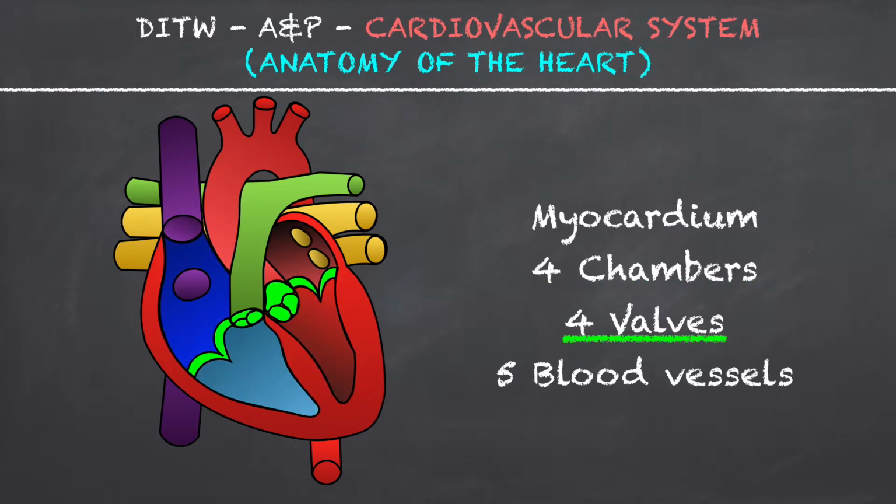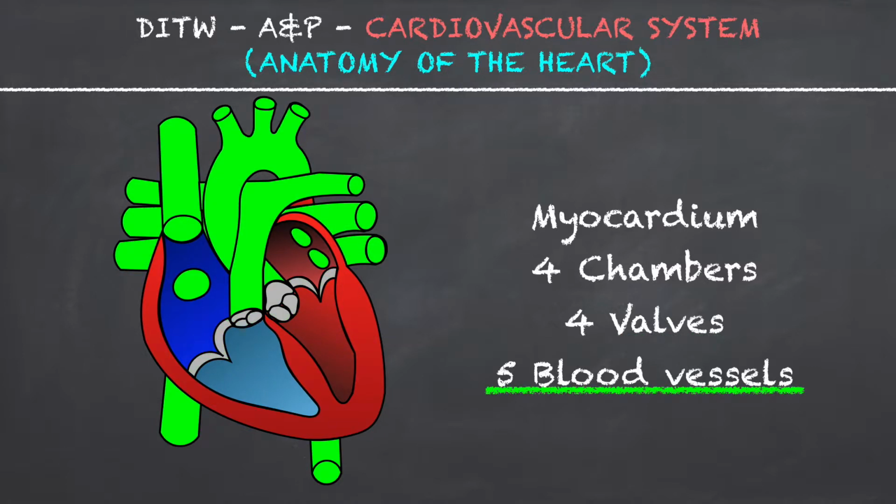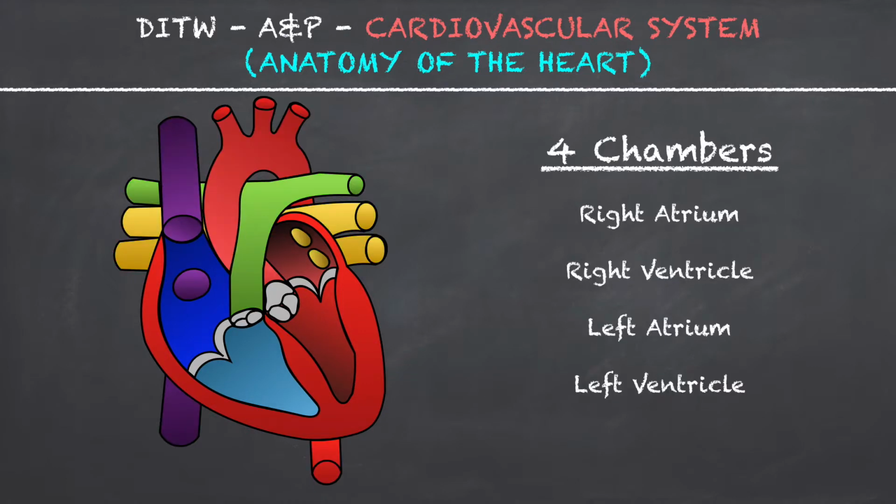We have 4 valves that the blood has to pass through into each chamber and to the lungs and eventually to the body. And we have 5 blood vessels, and these blood vessels are the passageways to the various organs of the body and the starting point and ending point for the passage of blood through the body. For the 4 chambers, we have the right atrium, the right ventricle, the left atrium, and left ventricle.